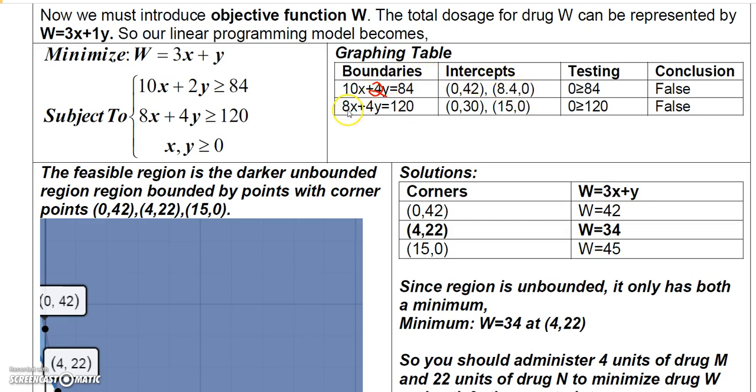The other constraint, the boundary, would be 8x plus 4y equals 120. So if x is 0 and you solve for y, you get 30 for y. Then if you let y equal 0 and solve for x, you get 15 for x. And so we can use those values to plot the points.